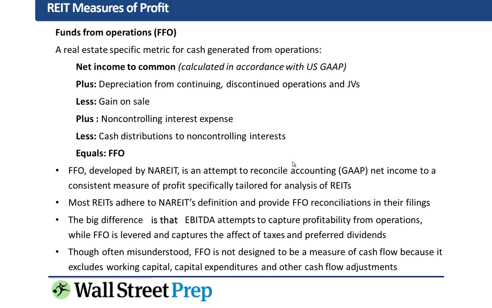We now turn to FFO, perhaps the most widely used metric in real estate. It's a real estate specific metric to try to arrive at cash generated from operations. It starts with net income to common, which is calculated in accordance with US GAAP, so it's an easy way to start. It's a simple way to start the calculation, and every income statement has it.